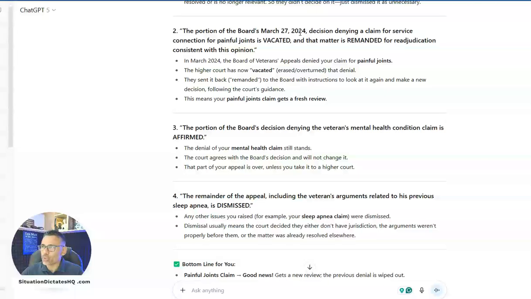The portion of the board's March 27, 24 decision denying a claim for service connection for painful joints is vacated, and that matter is remanded for re-adjudication, consistent with the opinion. Now, it's not saying what vacated means or remanded means, but here it goes. Or actually, it does: erased or overturned, just in a different way. It doesn't highlight it, but it's still great. It's still good. It was painful joints. The higher court has now vacated, meaning overturned, that denial. It was sent back, and this means that the veteran's painful joints claim gets a fresh review.